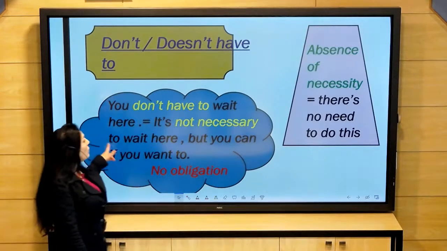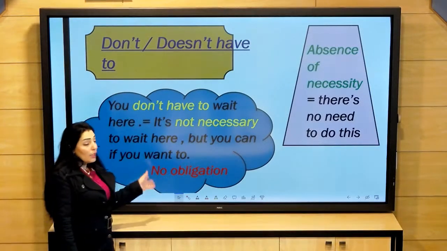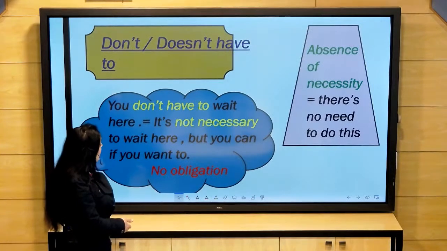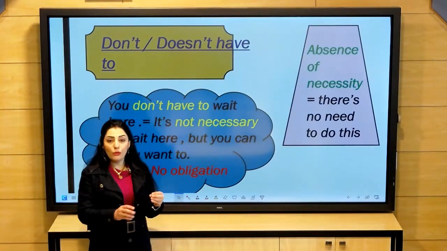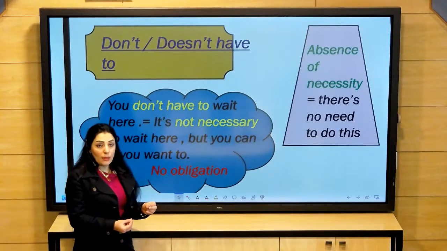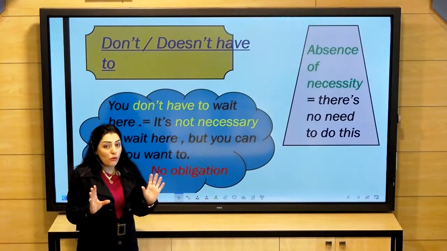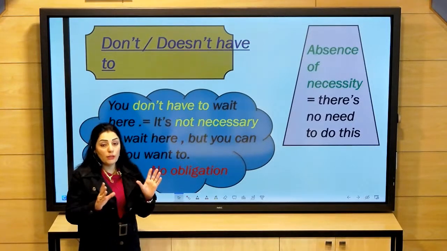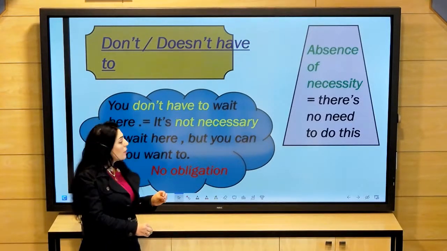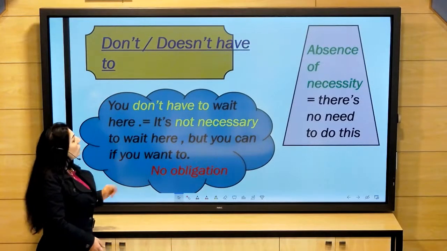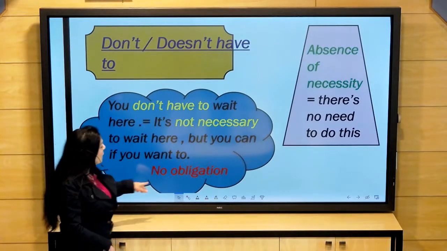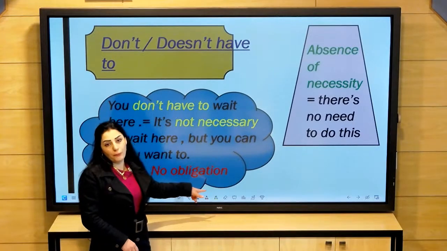Example: you don't have to wait here. It's not necessary to wait here, but you can wait here if you want to. So when you want to do something, but you are not forced, it's not necessary, but you can do it, we should use don't or doesn't have to. Here we have no obligation.